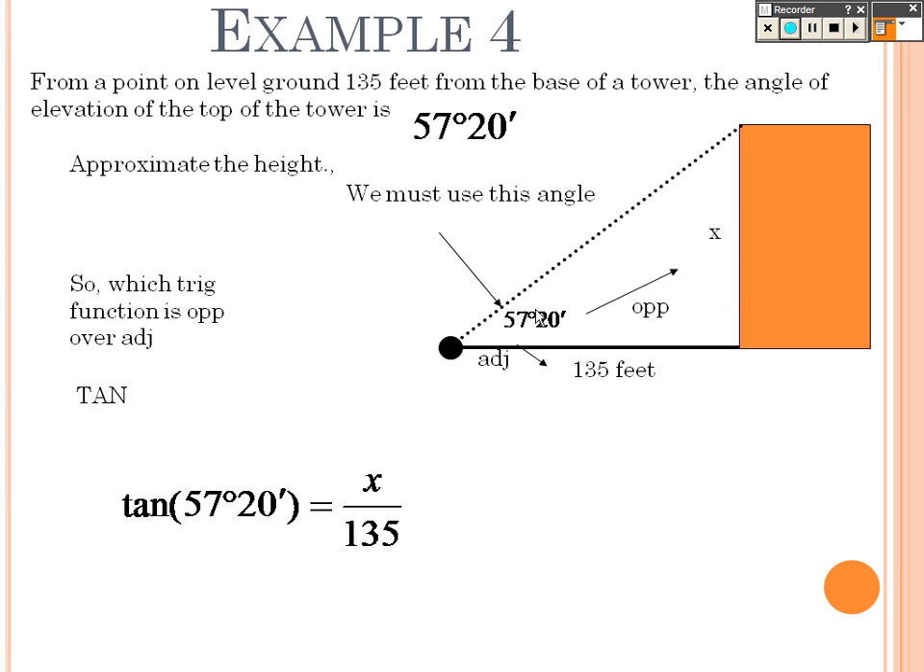So it's tan of 56 degrees, 20 minutes equals x over 135, so I'd multiply by 135 on both sides to get x all by itself, which is approximately 210.5 feet.